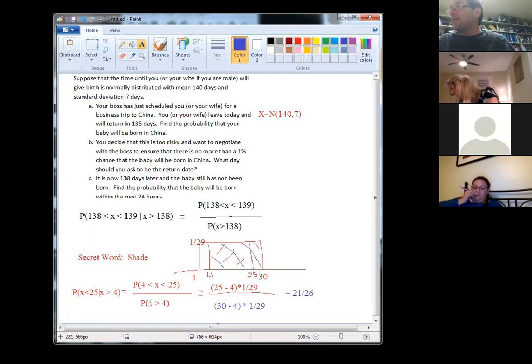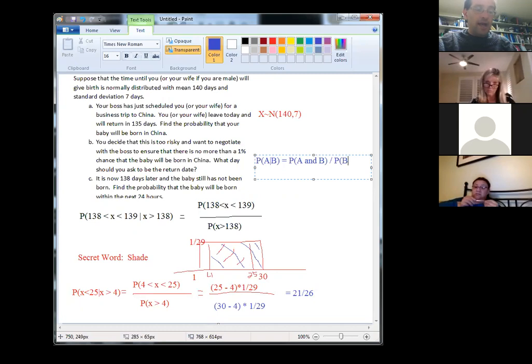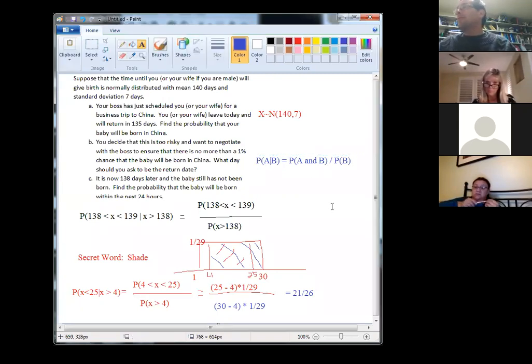Do you see that? So the formula is always, when the problem is given, you're always going to use the same formula. Let me write down the formal formula: the probability of A given B is always equal to the probability of A and B divided by the probability of B. So that never changes. That is a math formula. Math formulas never change.